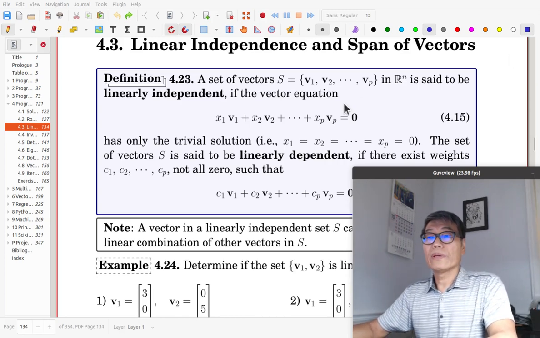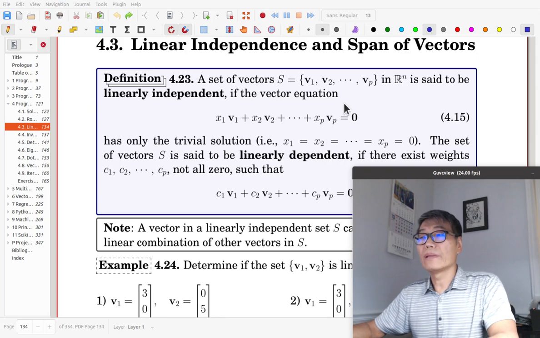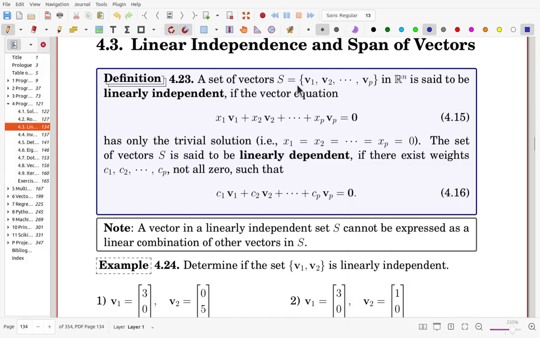Section 4.3, linear independence and span of vectors. A set of vectors S, including p vectors, each one in Rn, is linearly independent if the vector equation, linear combination of the vectors equals 0, has only the trivial solution. Otherwise, the set of vectors is said to be linearly dependent. That means there are weights C1 to Cp not all 0 such that the linear combination is 0.